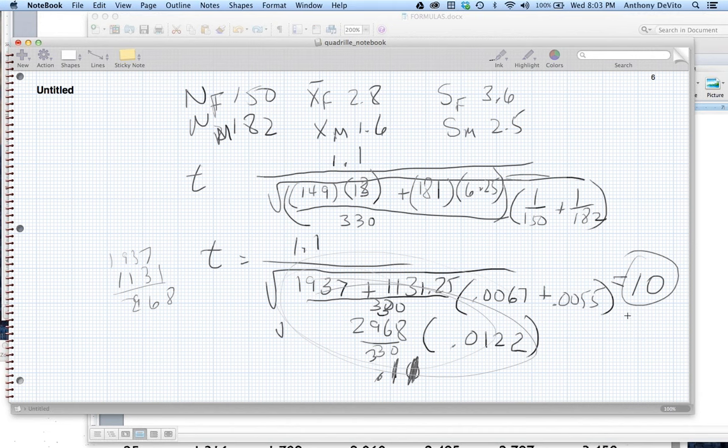Now, I can tell right away that with a big t-score like that, I'm going to reject my null hypothesis, right? That's a ridiculously large t-score. So I think I made a mistake here somewhere. Something doesn't seem right to me. Right? That's 6 times 2.5.